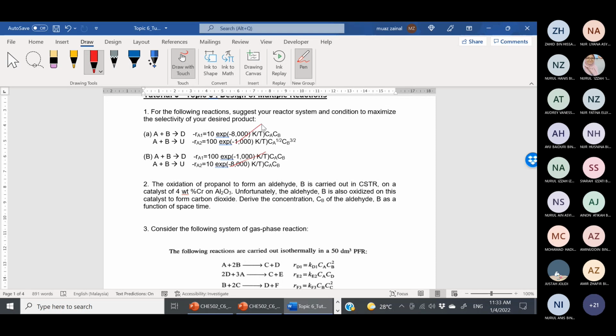Okay, yang ni I think you should be able to answer this question. Ni direct je. Yang ni pula you kena derive what is CB, with the function of time. Lebih kurang macam tadi. It's just that you kena tengok sama ada ini parallel ataupun series.